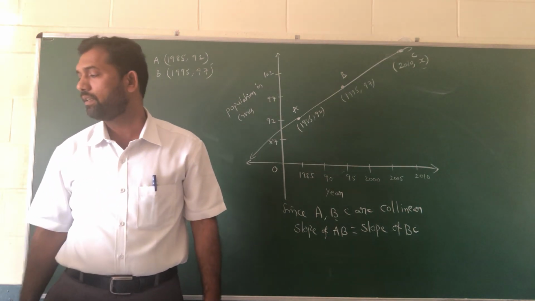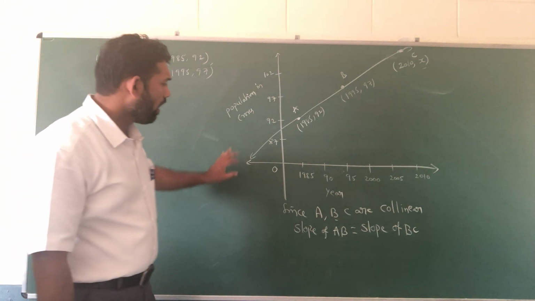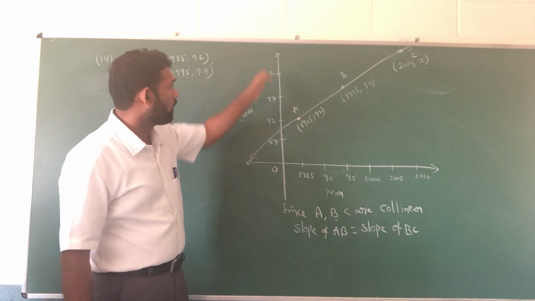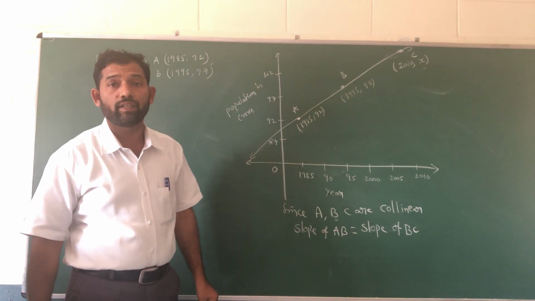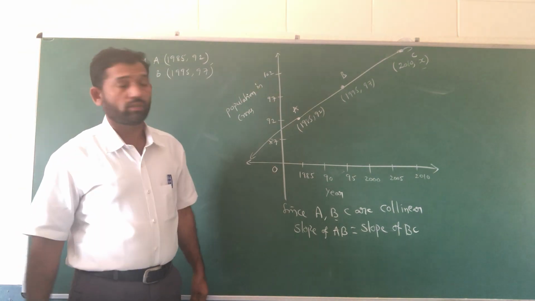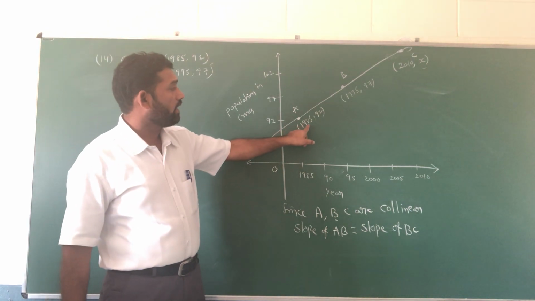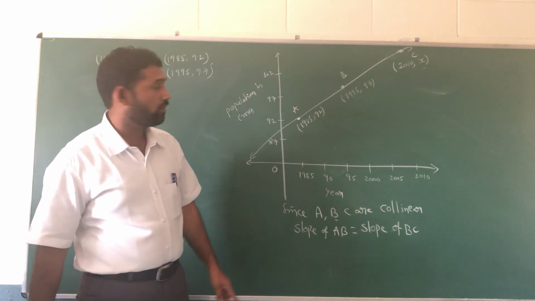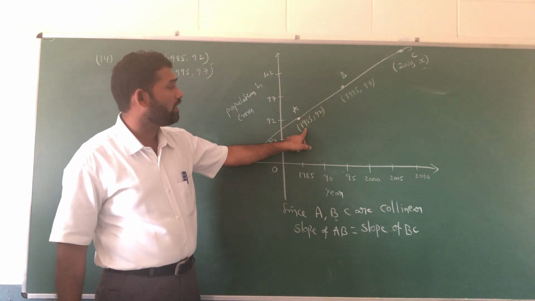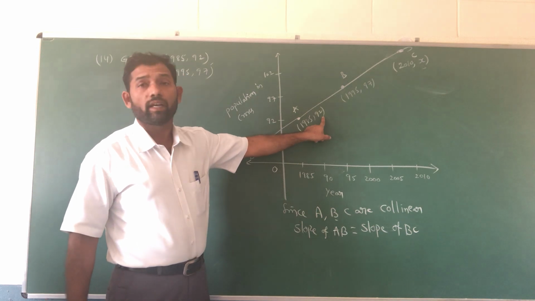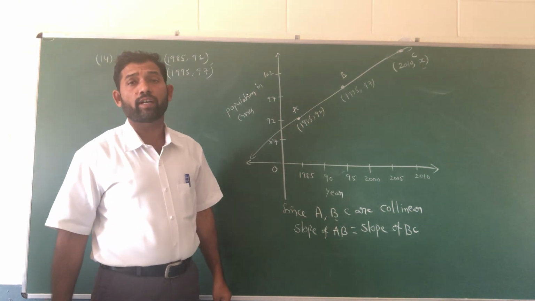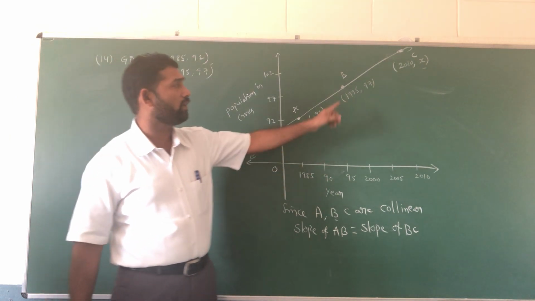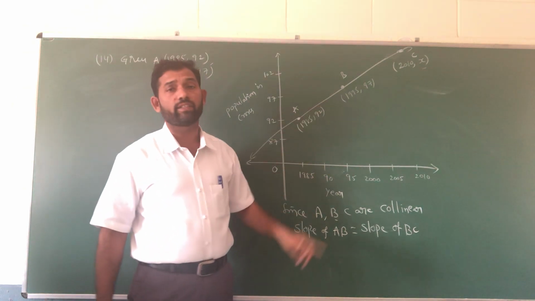So what is given? On the x-axis is the year, and on the y-axis the population is given in crores. Here 1985 comma 92 and 1995 comma 97 are given, meaning in 1985 the population is 92 crores. That point they have considered as A. In 1995 the population is 97 crores, and they have considered that point C.